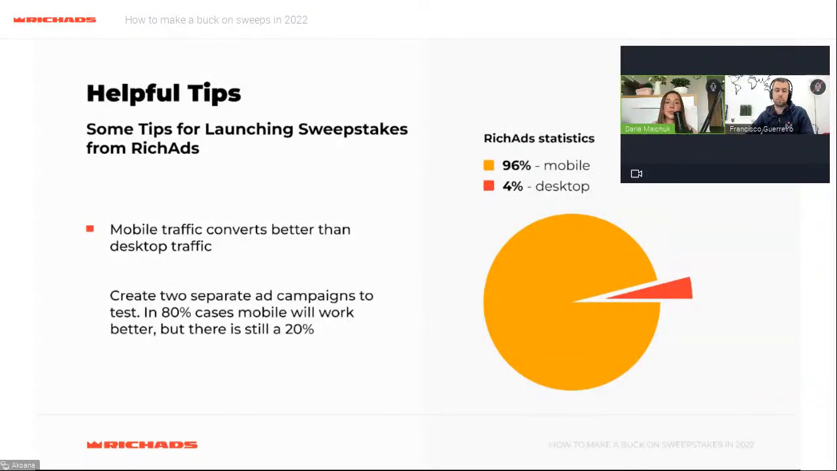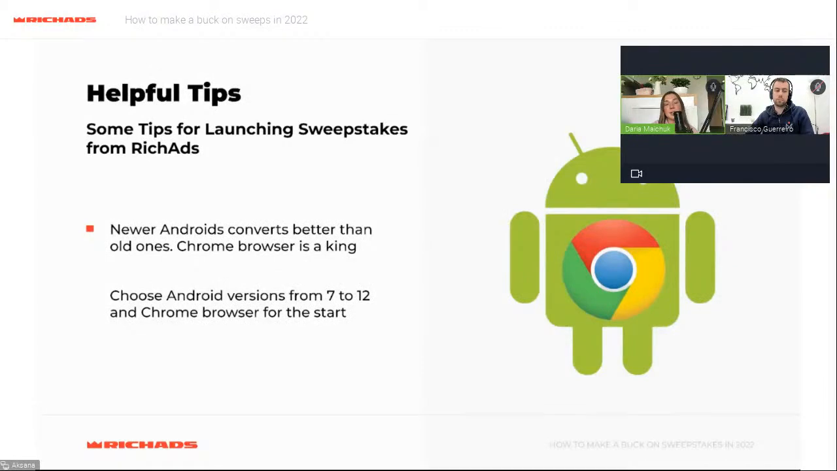Don't lose them. And newer Androids convert better than old ones. Choose versions from 7 to 11. And Chrome browser is the king.